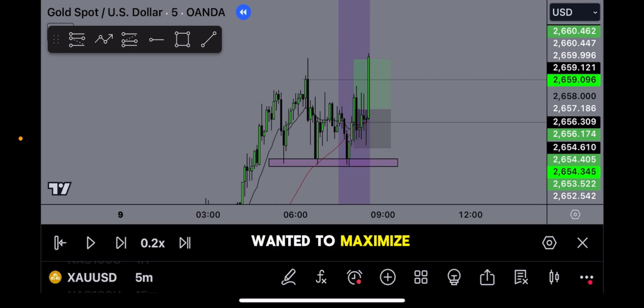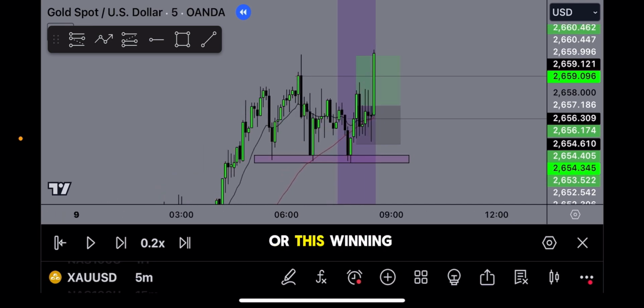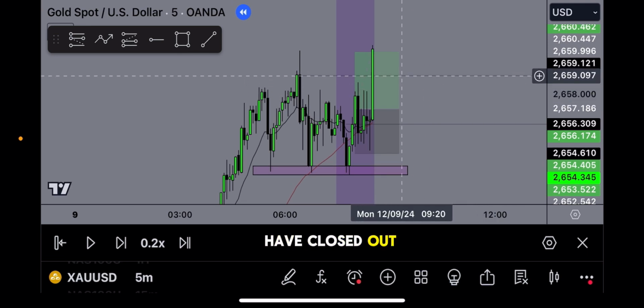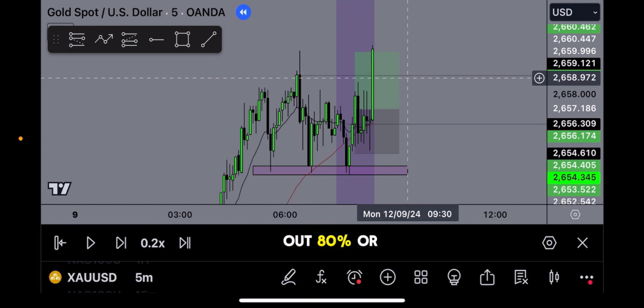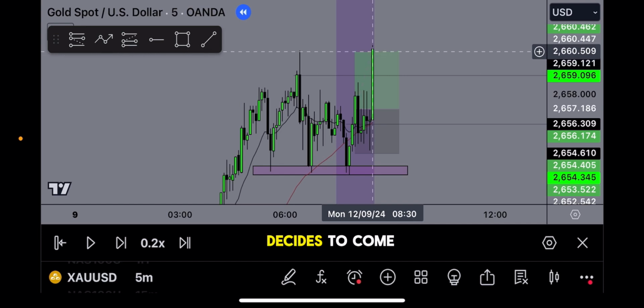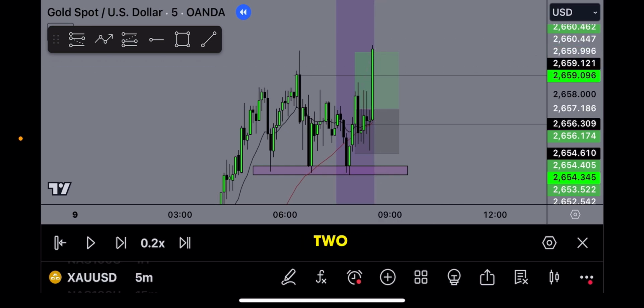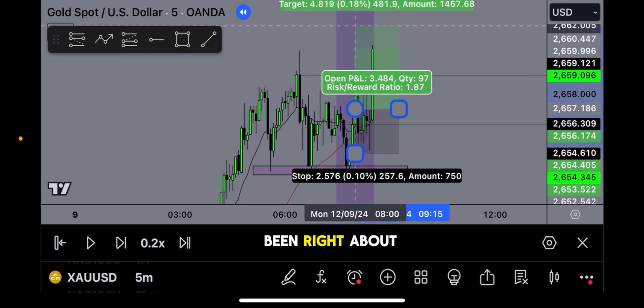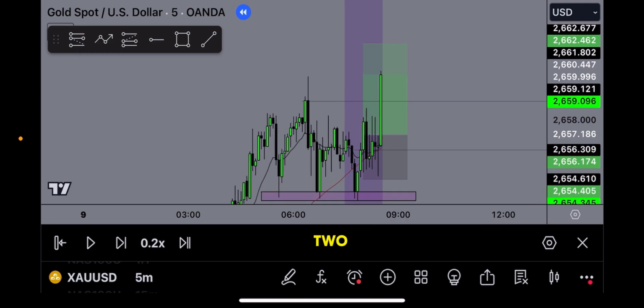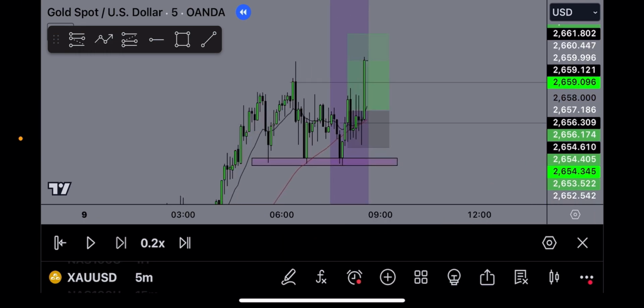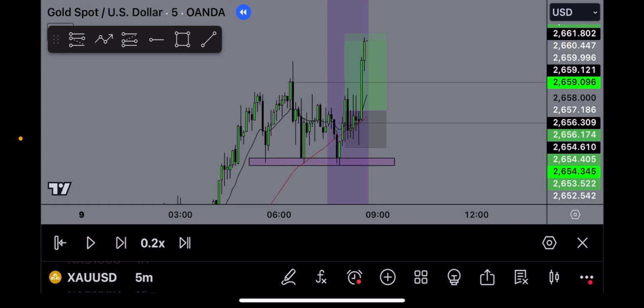Now, if you wanted to maximize the most out of this winning trade, then you would have closed out the majority of the trade position right here at your 1-to-1, close out 80% or 50%, make sure you secure profits in case price decides to come back, right? And then you leave the other portion, the runner, to your TP2, which would have been right about here. Let's see what would have happened. Okay, TP2 got hit. So right here, I would have maximized the most out of my winning trade.